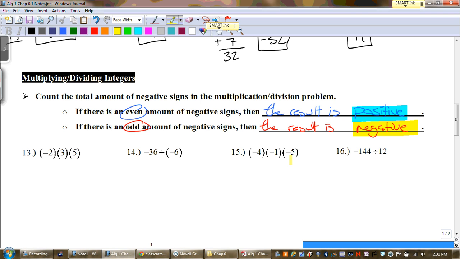So, let's take a look. How many negative signs do we see here? I just see one, so that means it's going to stay negative. 2 times 3 is 6, and 6 times 5 is 30, and it's going to be a negative 30. Okay? How many negative signs do we see?